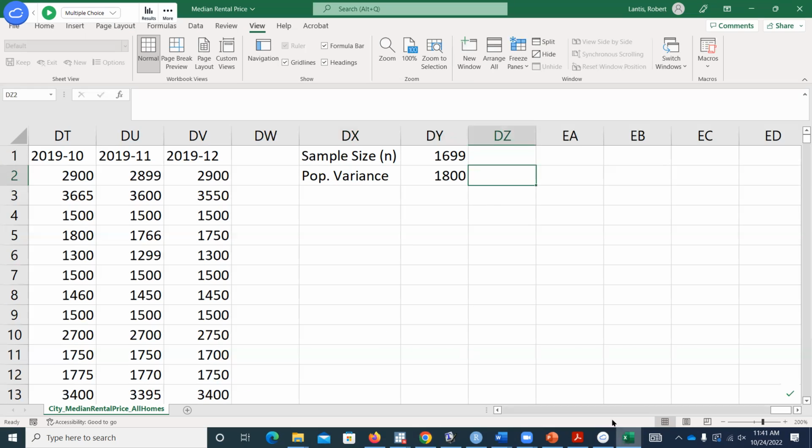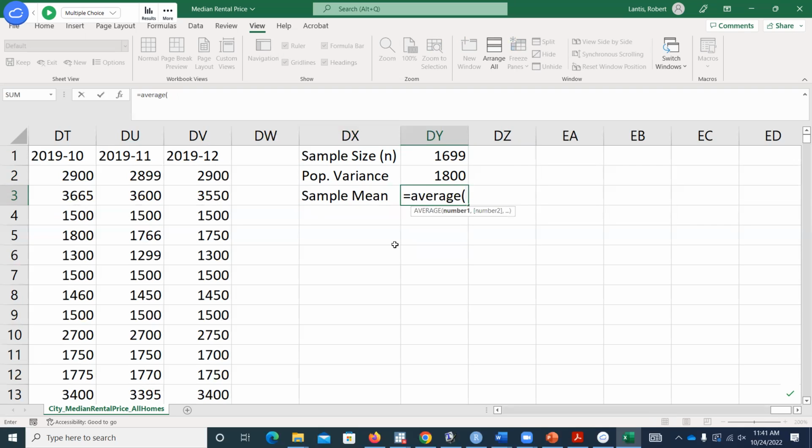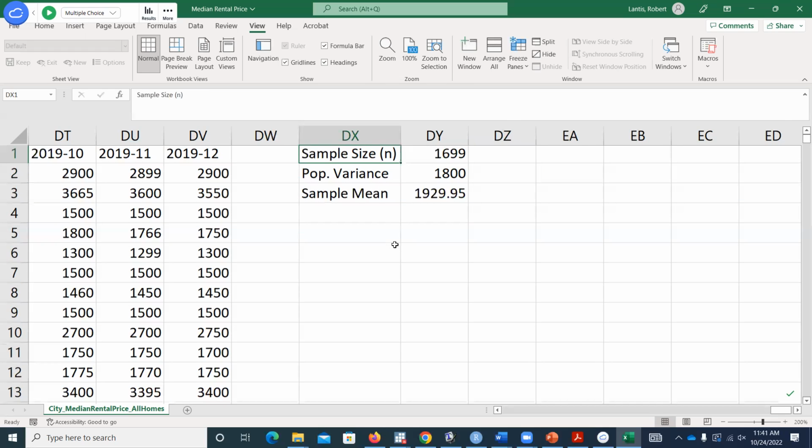So that's a little bit of foreshadowing. So we'll go back. We have this known population variance. For now, who knows how we got it? It was given to us, okay? The only other thing that we need for our confidence interval equation is our sample mean, right? Well, I can find that pretty easily. That's my average function. So just average function, select that last column of data.